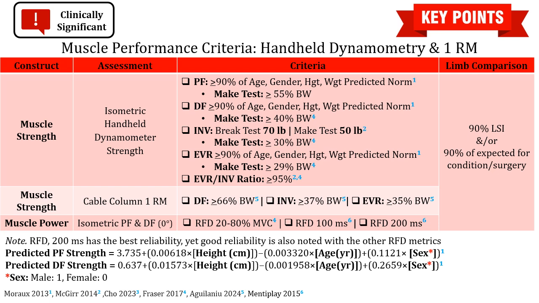Your limb comparison, no spoiler alert here, right? It's going to be the same as previous descriptions: you want 90% limb symmetry and 90% of the expected demographic or condition or surgery that the individual is recovering or recuperating from.